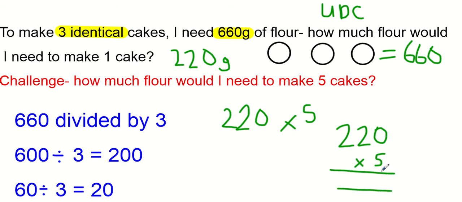5 times 0. Anything times 0 is 0. If you've got nothing, you times it by a million, you've still got nothing. 5 times 2 is 10. 5 times 2 is 10. There we go. So to make 5 cakes, you would need 1,100 grams of flour. And if you were trying to be a little bit clever about it, you could tell me that that's 1.1 kilograms. But 1,100 grams is perfect.